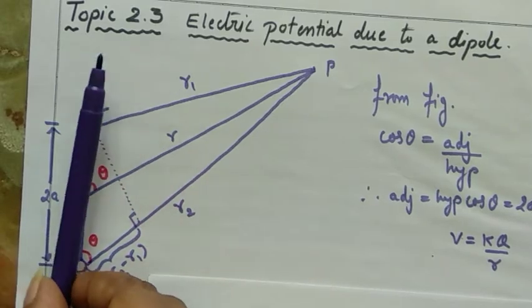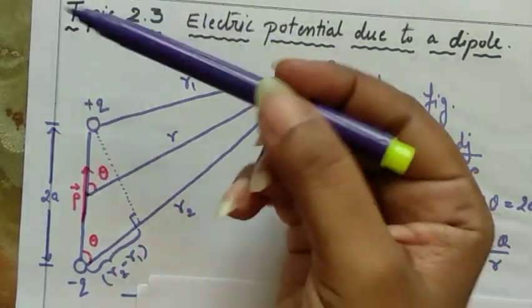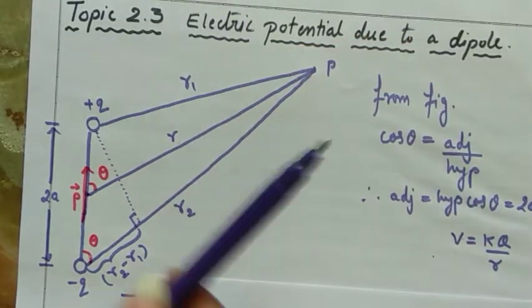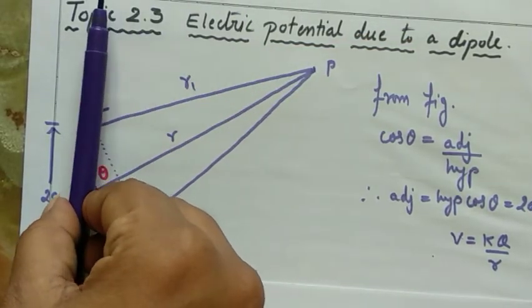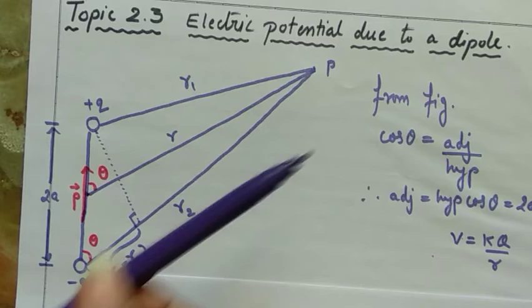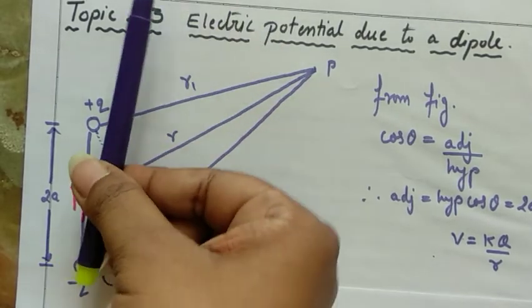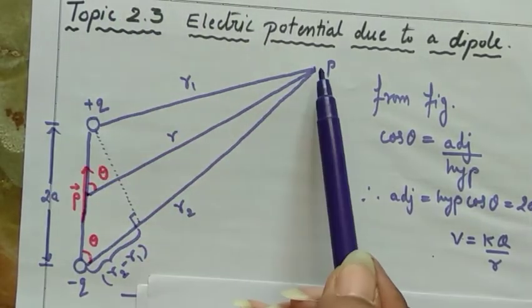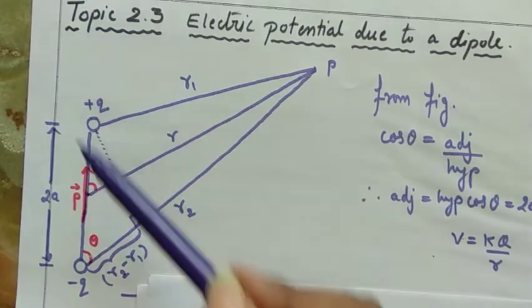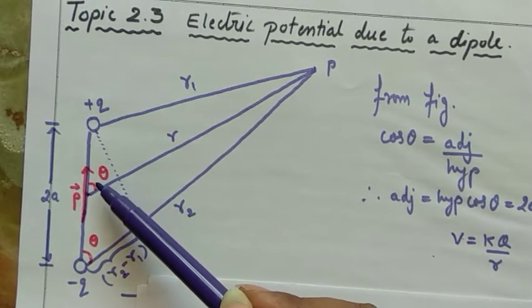If it turns like this, your point P will come here, shifting from here to here. So what will happen to this theta? See, as it is moving, theta is decreasing. As soon as this point P comes from here to here, your theta is going to become 0.